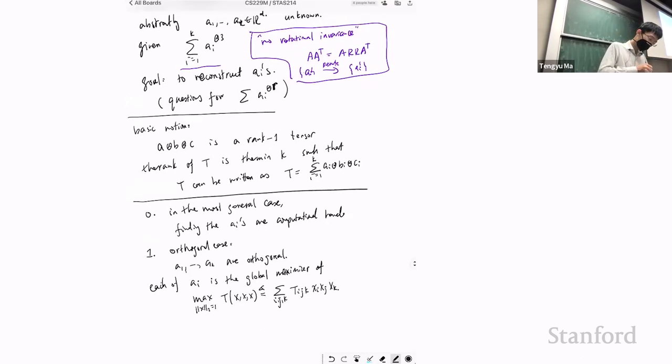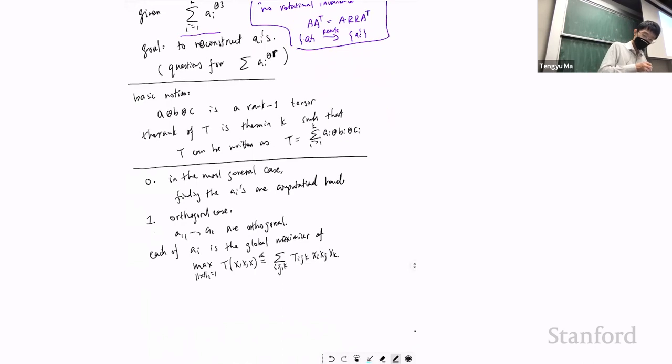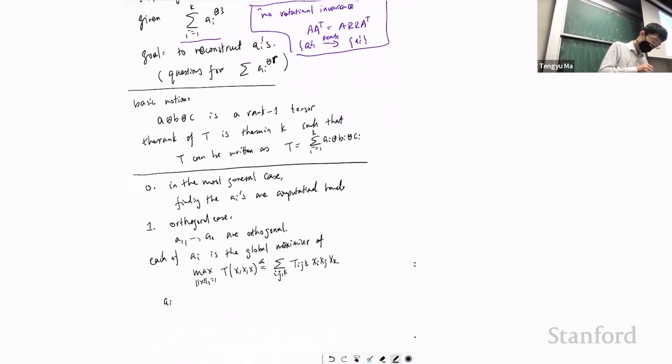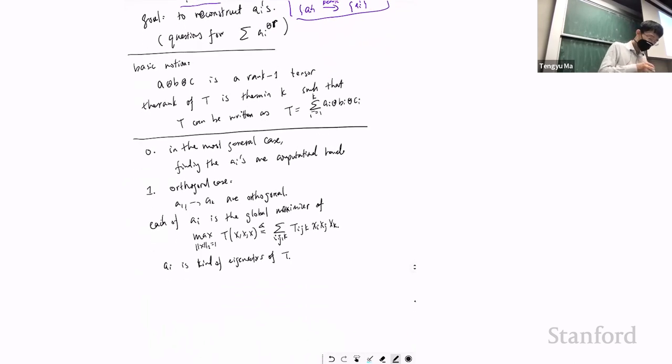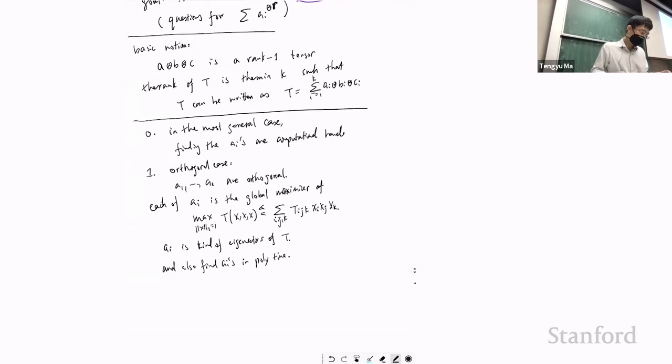And then you can find this. This is an interesting property. It is saying that AI is kind of like an eigenvector of T. It's not trivial to find it, but we can find the AIs in polynomial time. At least one way to find it is to solve this optimization problem by gradient ascent.